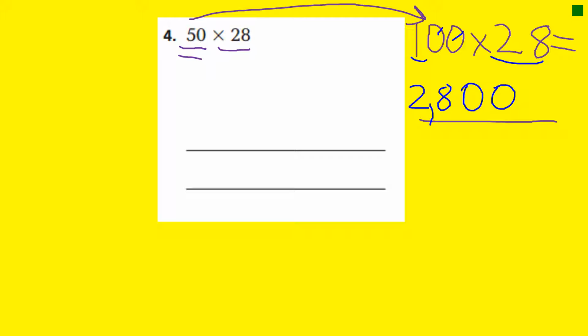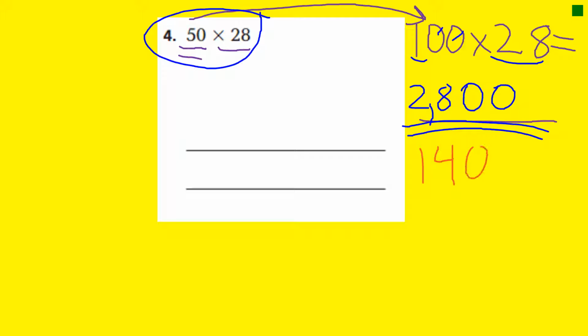So my product over here is going to be half of that. So what's half of 2,800? Well, what's half of 28? That's probably mental math too, right? Half of 28 is 14. So half of 2,800 is 1,400. 1,400. And if you didn't want to do it that way, you didn't have to. You can just write it down and multiply it if you want, boys and girls.